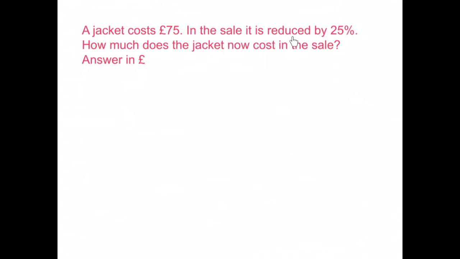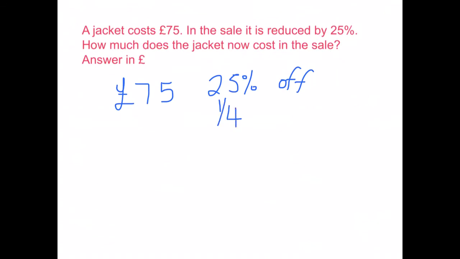A jacket costs £75. In the sale it is reduced by 25%. How much does the jacket cost now in the sale? Again, answer in pounds. So we know that the jacket costs £75. In the sale there's 25% off. We now need to work out its new price. 25% we know is 1/4. So first step is to find 1/4 of £75.